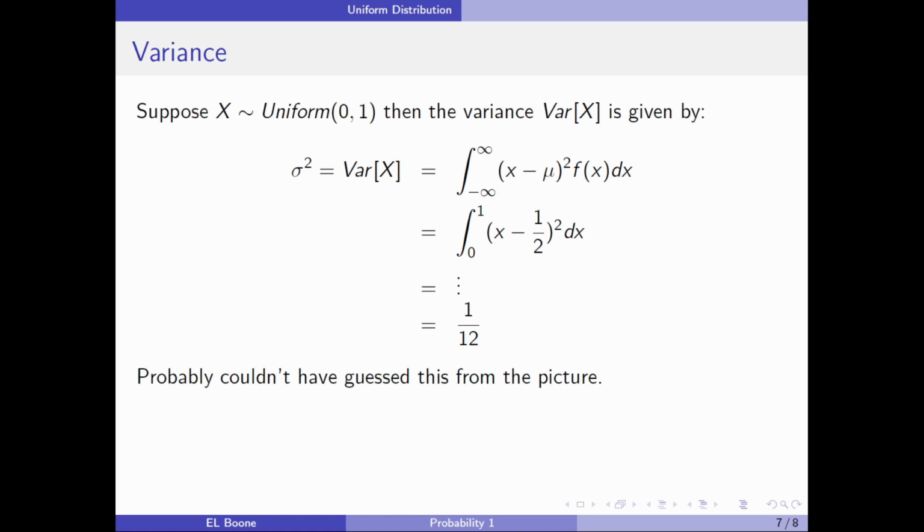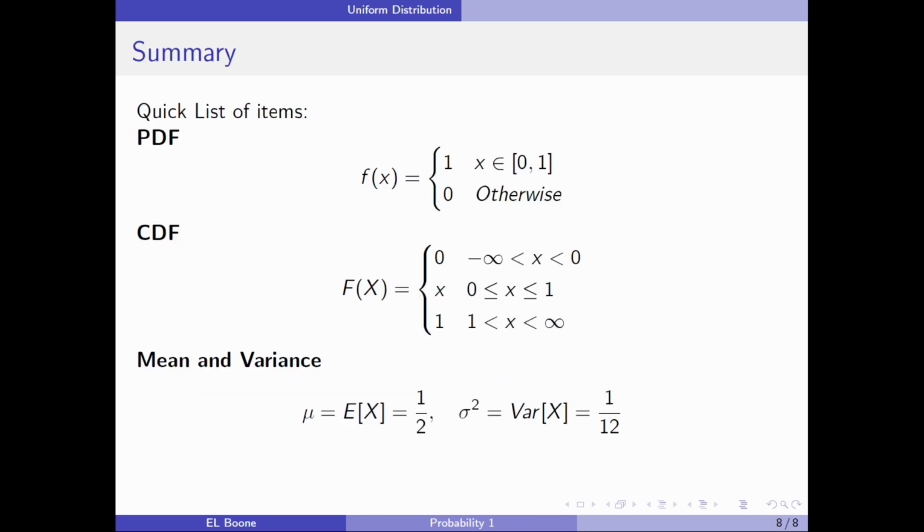So here's a quick summary of what we know about this distribution right now. The PDF is 1 if x is between 0 and 1, or 0 otherwise. Here we have the CDF: it is 0 from negative infinity to 0, it's x from 0 to 1, and it's 1 from 1 to infinity. We know the mean is a half, and the variance is 1/12.